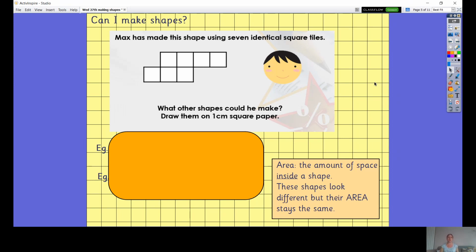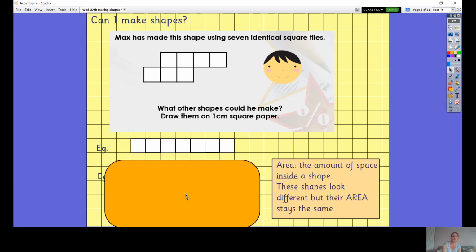If not, you could just cut yourself 7 little squares. They don't need to be any particular size, just as long as they're the same size as each other. And then have a think about what shapes you could make. So a really good idea is to make the shape with the paper first, and then I want you to have a go at drawing it into your maths book, okay? So your maths book has got 1 centimetre little squares, so what other shapes could he make?